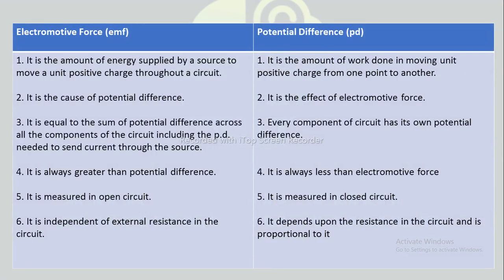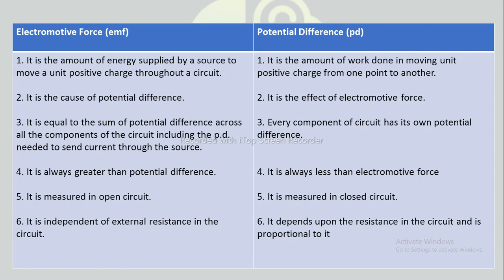Difference between potential difference and electromotive force, EMF. Electromotive force is the amount of energy supplied by a source to move a unit positive charge throughout a circuit, whereas potential difference is the amount of work done in moving a unit positive charge from one point to another. Electromotive force is the cause of potential difference, whereas potential difference is the effect of electromotive force. Next, electromotive force is equal to the sum of potential difference across all the components of the circuit, including the potential difference needed to send current through the source. Whereas for potential difference, every component of the circuit has its own potential difference.